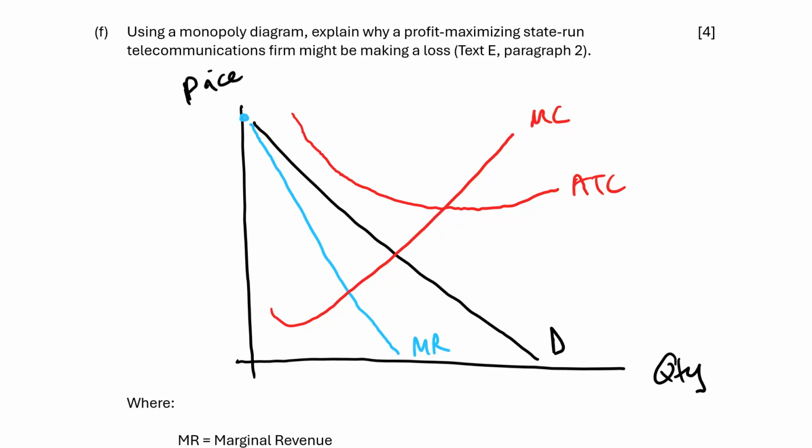Okay, so the next bit is that we're going to draw the ATC curve, which stands for average total costs, and this represents the average cost of producing a unit of this thing. Now, according to the article, the state-run enterprise is super inefficient. If this were the case, then the ATC curve would be really high to indicate that the average costs of production are really high. So we draw the ATC curve a little bit above the demand curve to indicate this.